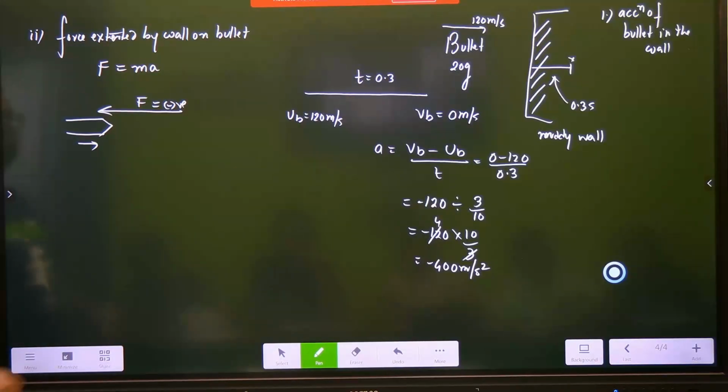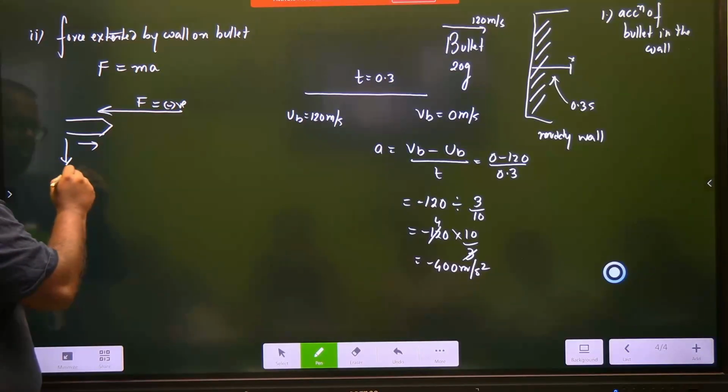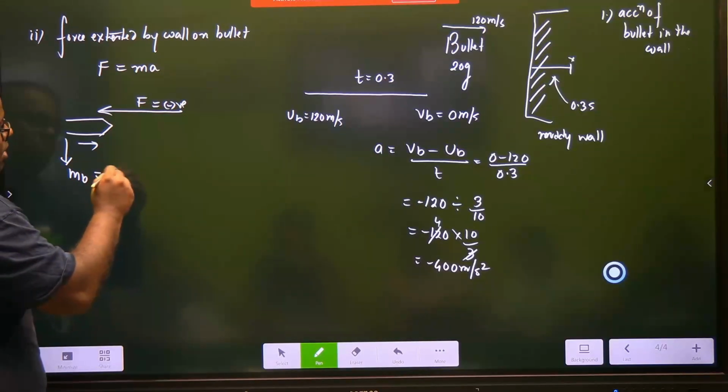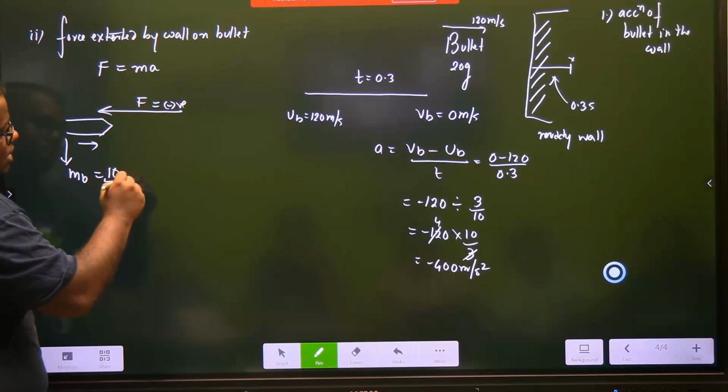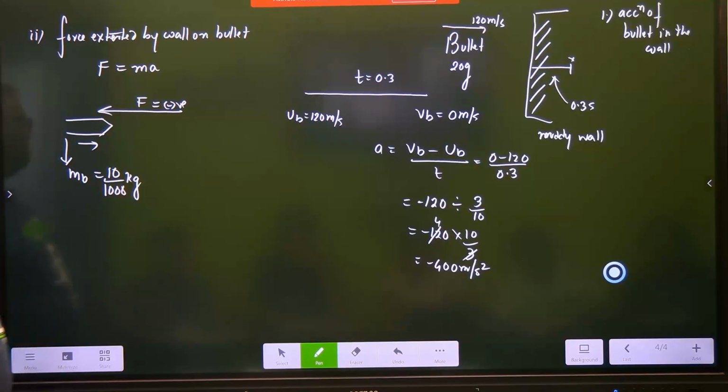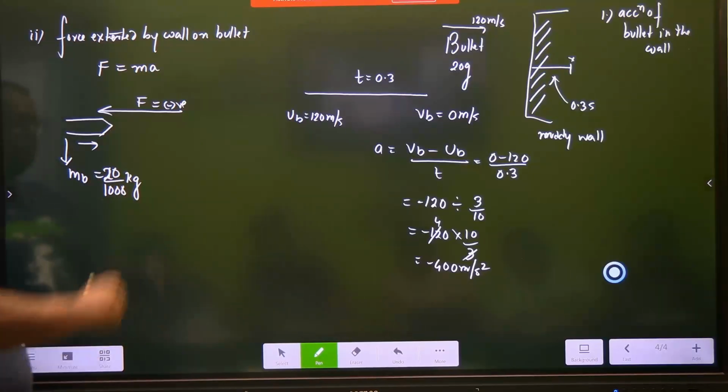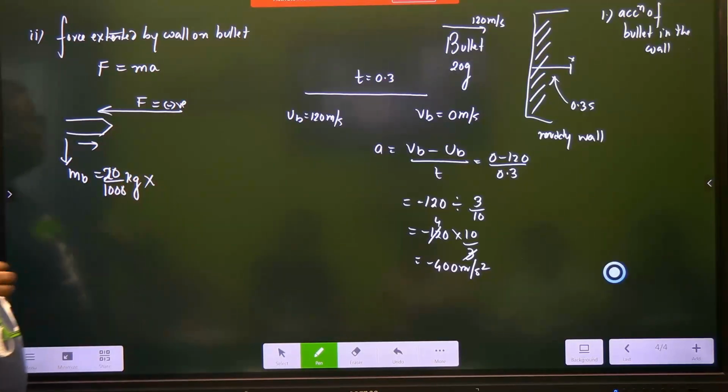Right? The mass of the bullet is known to me. The mass of the bullet is how much? 10 gram. So it is 10 over 1000 kg. How much? 20 grams? Okay. So 20 over 1000. Agreed? Now, whichever direction the force is, the acceleration is always in the same direction. Do you get it? Now, there are two ways.